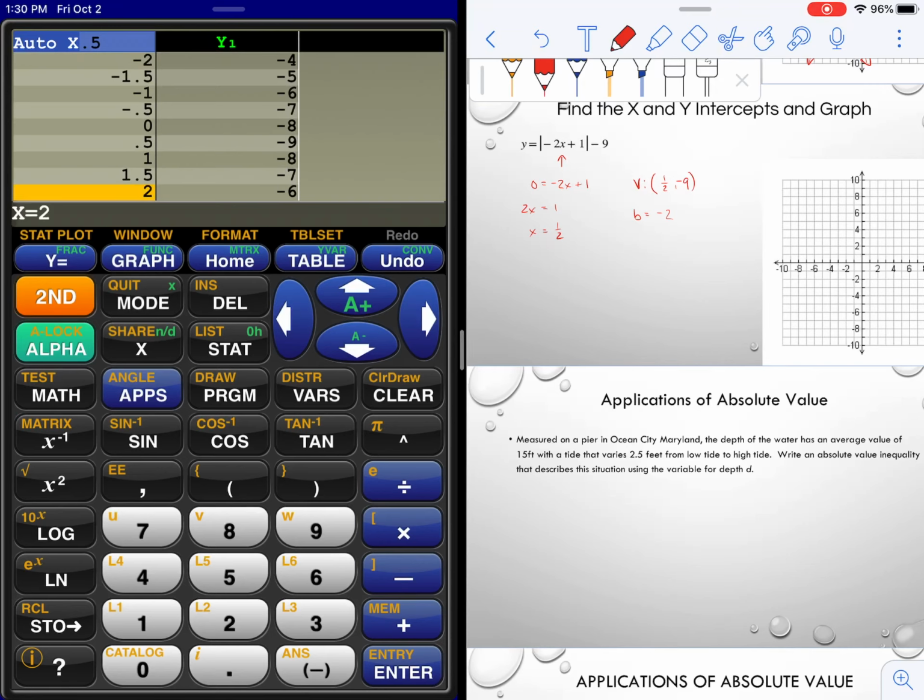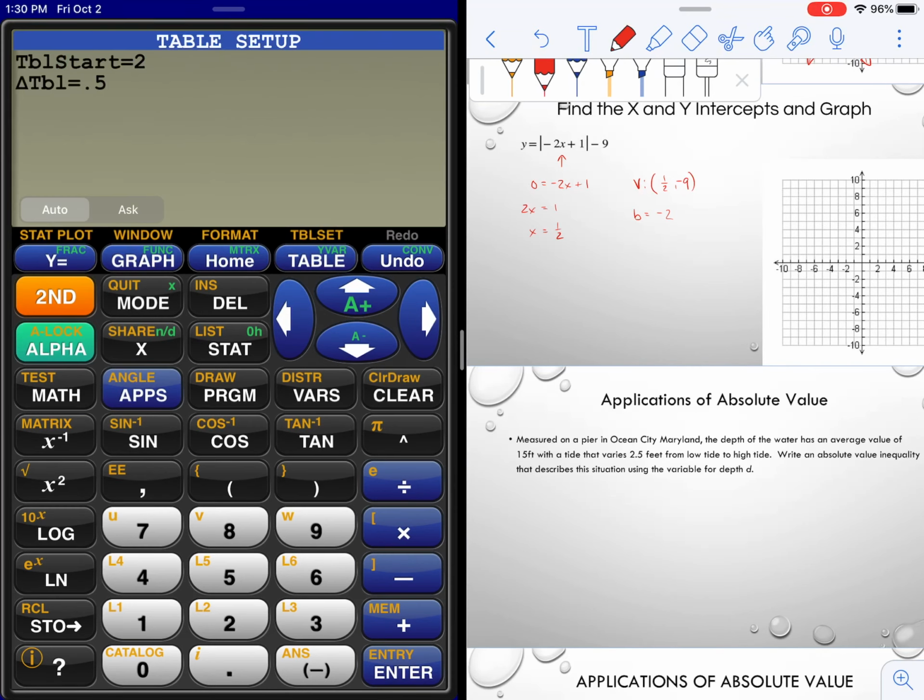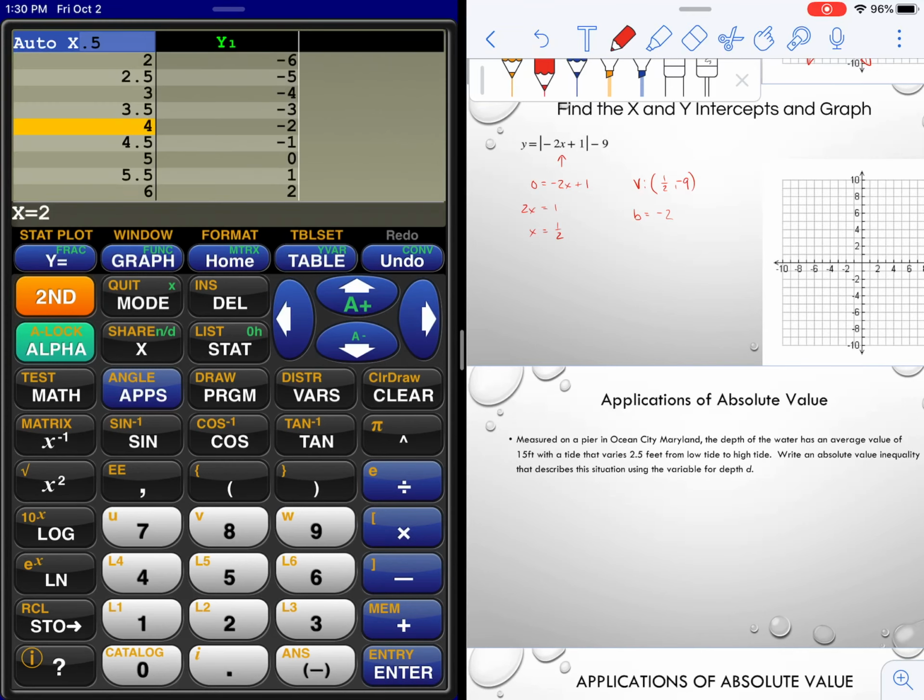And for you guys, if you do that table set, down here at the bottom was auto or ask. When it was an ask, I had to input each X value that I wanted for it to be generated for me. If you click that and change it over to auto, and it's just the nuances of learning a new app, it automatically fills it based on your table set.